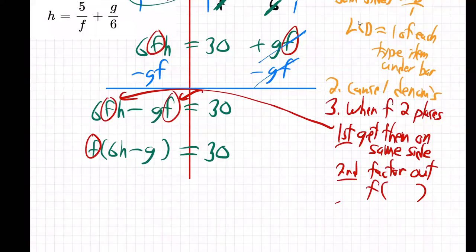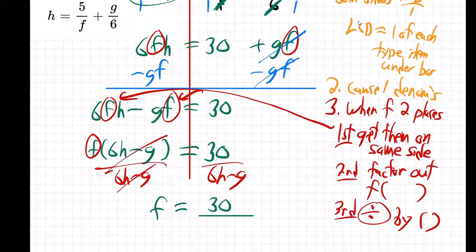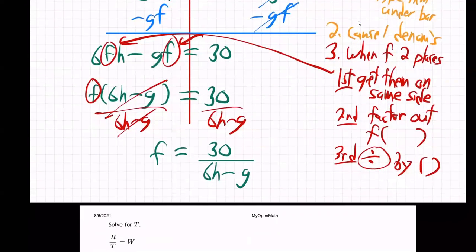And now third, divide by the parentheses. You see it? Now we just divide by the whole 6h minus g. Boom, boom, F's alone. You see how that worked beautifully? It's 30 over 6h minus g. It's not a very nice g. I can't make my g's very well. And we are done. That's the final answer right there.